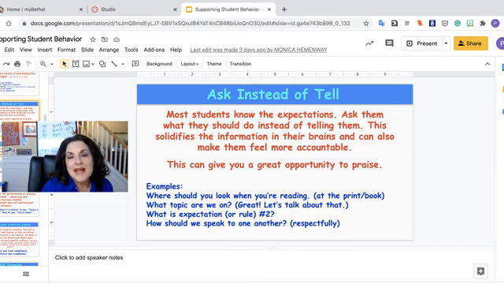So you might say things like, where should you be looking when you're reading? Great, you need your eyes on the print. Awesome. And sometimes they might not say it, but they'll do that behavior, and you can praise that as well. How about things like, what topic are we supposed to be on? Yes, let's talk about our math. So if you have your rules or your expectations posted, you can refer to those, and maybe you're going to say, hey, check rule number 2. Okay, great. What are you supposed to be doing now? How should we speak to one another respectfully? And that goes both ways. That's for the teacher and the student.